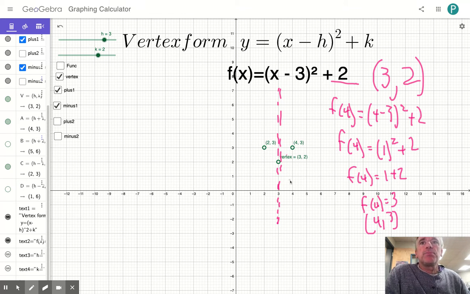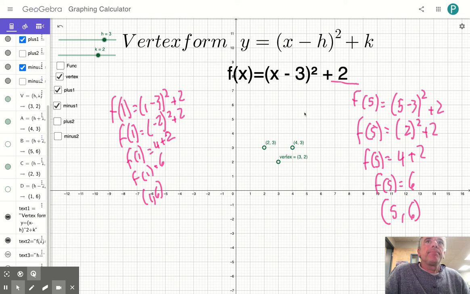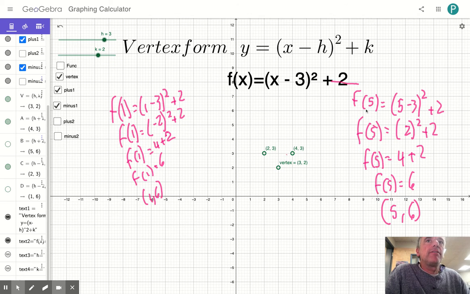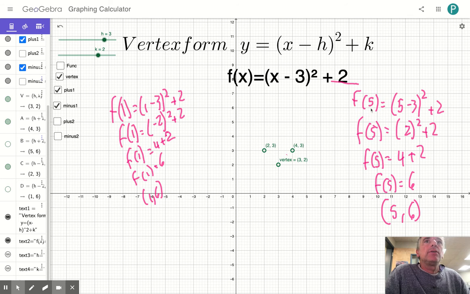So now let's plug in a value that's 2 away. So I'm going to plug in 5 into my equation. Over here, I plugged in 5, and you can see that 5 minus 3 is 2. 2 squared is 4. 4 plus 2 is 6. And that gives me the point 5, 6.